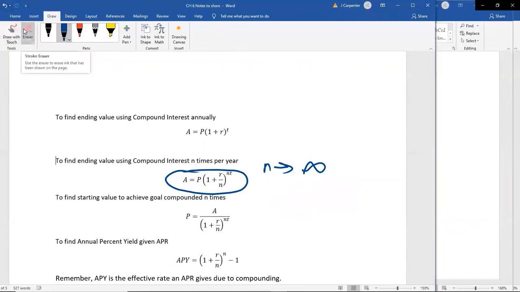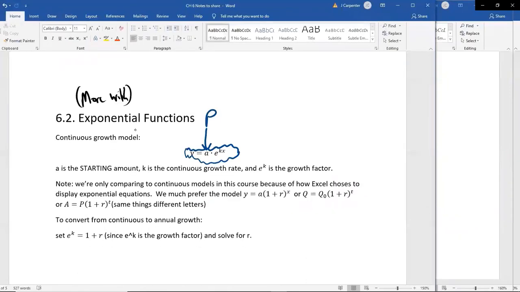So in calculus, you learn that when you turn that n into the largest number in the world, infinity, it turns into this thing somehow. We're not going to worry about how. We just get the formula and it's on your formula sheet. But I do this as A equals P times e raised to the rt. So I just use some different letters.